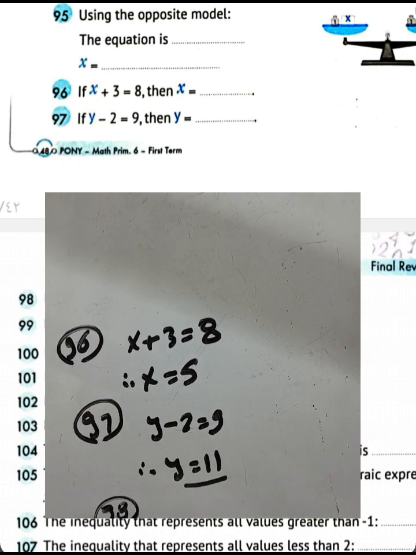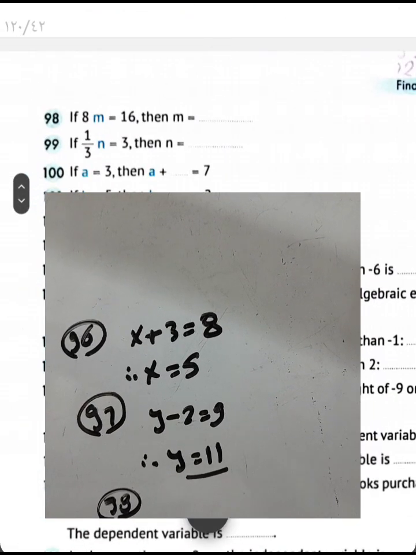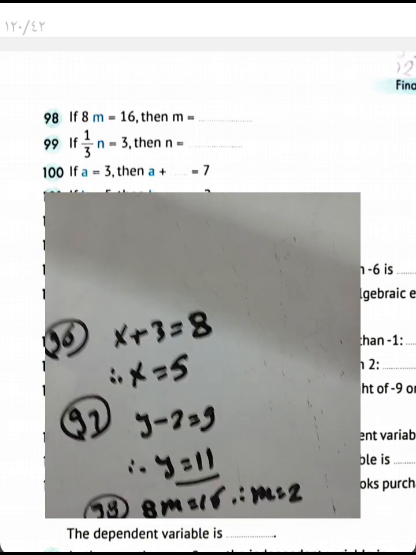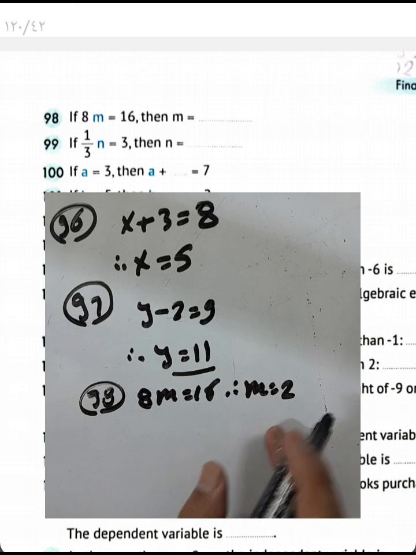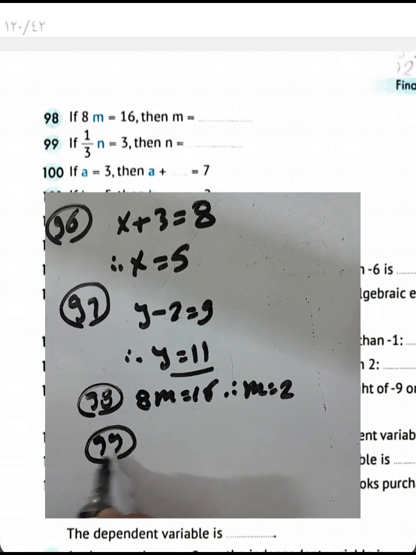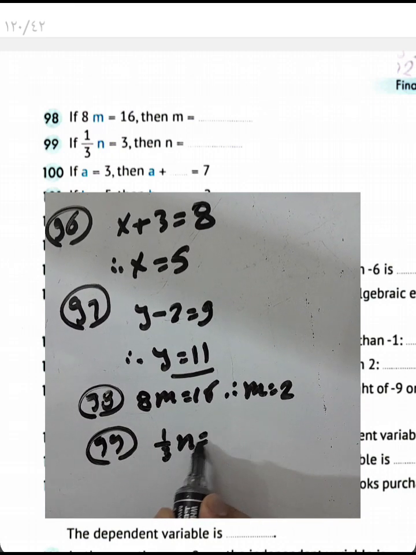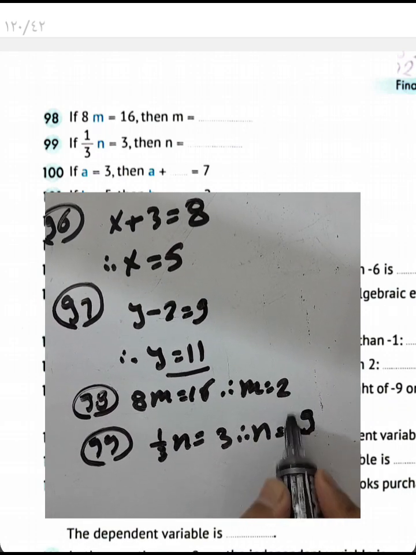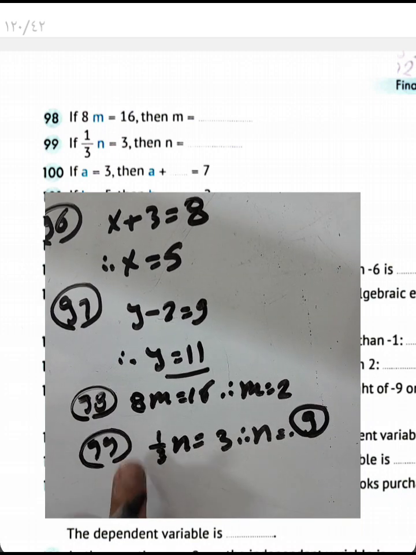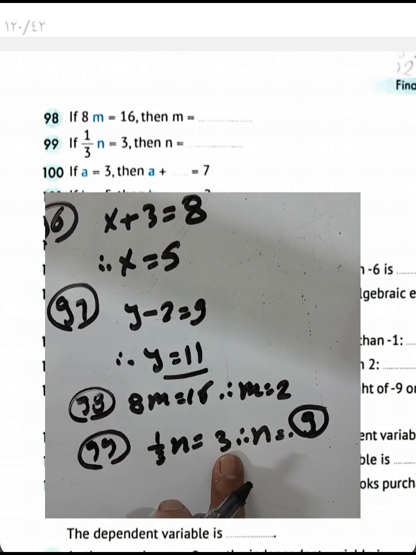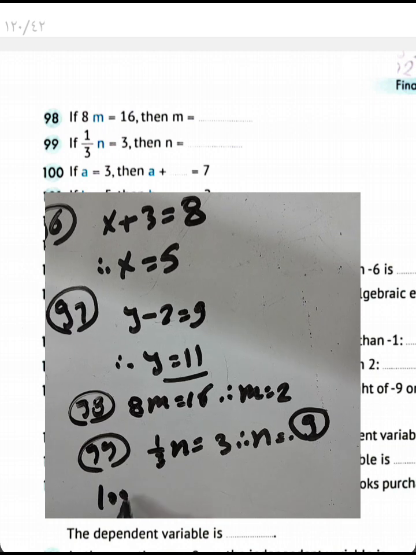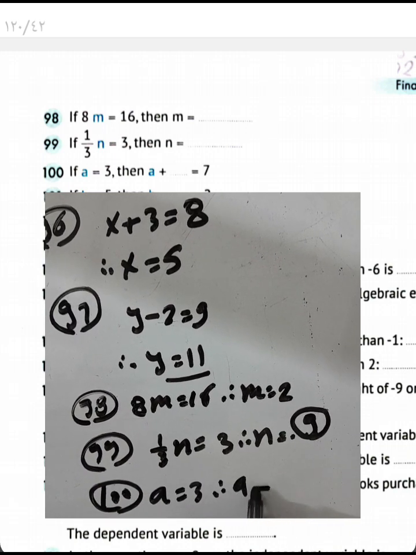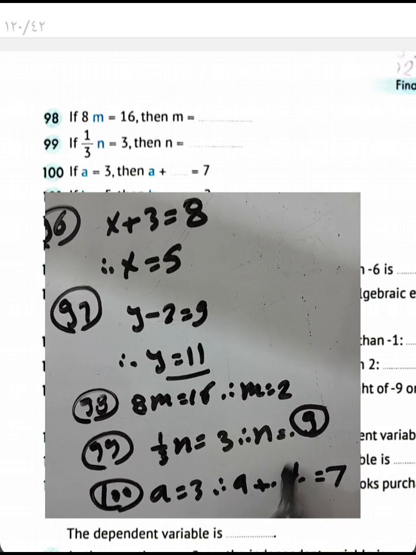Question 98. If 8m equals 16, then m equals 2, because 8 times 2 equals 16. Question 99. If n divided by 3 equals 3, then n equals 3 by 3, which is 9. Which number divided by 3 equals 3? This number is 9. Question 100. If a equals 3, then a plus 4 equals 7.